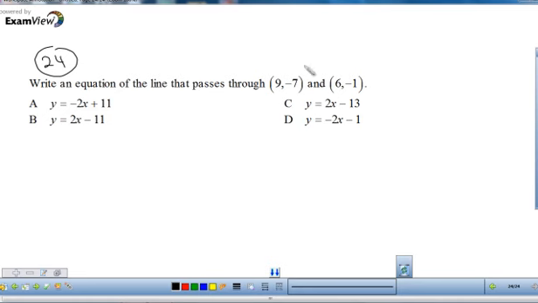To write an equation, I need to find the slope first. Remember that the y is on top, x is on the bottom. So here's my y, so I'm going to have negative 7. Remember, change the sign of the second number, plus 1, and 9 minus 6. So that's negative 6 over 3, which is negative 2.